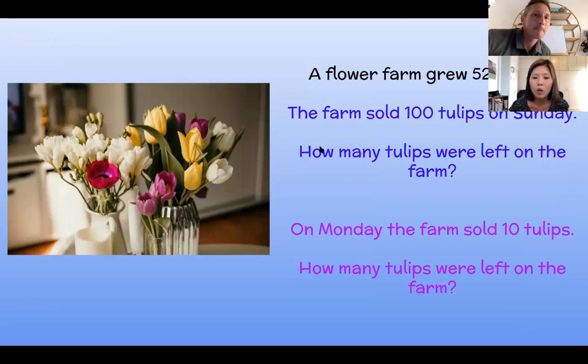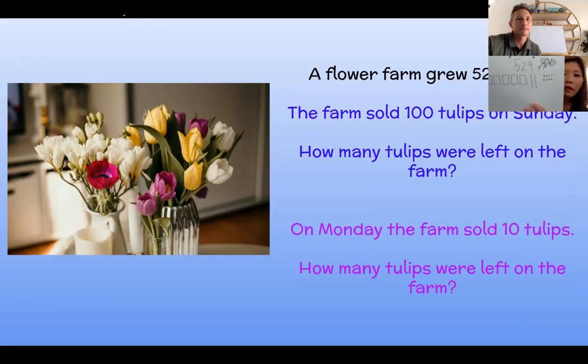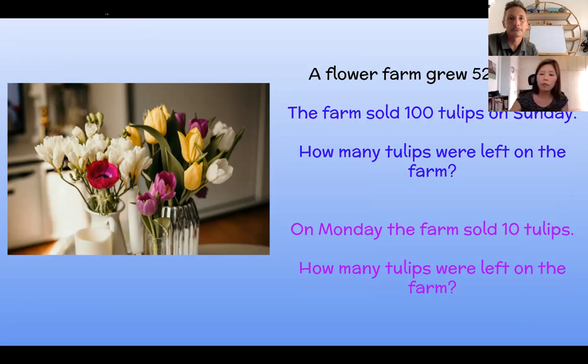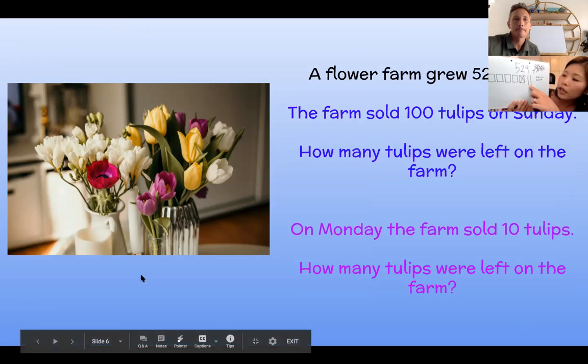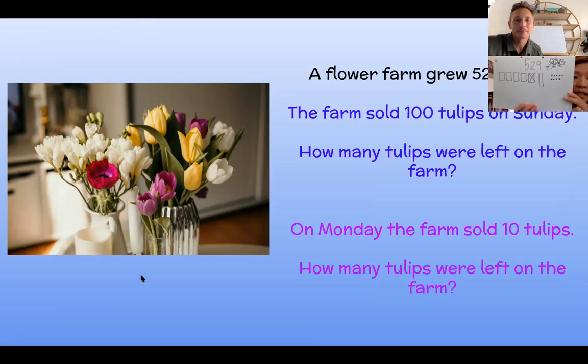Okay, so they were 529 tulips to begin with. And then you said that the farm sold 100 tulips. Okay, let me show that. So I might cross out my 100. So how many are left? Well, I'm thinking 1, 2, 3, 400, 10, 20, 29. So 429 tulips are left. Nice thinking, Miss Yuka.